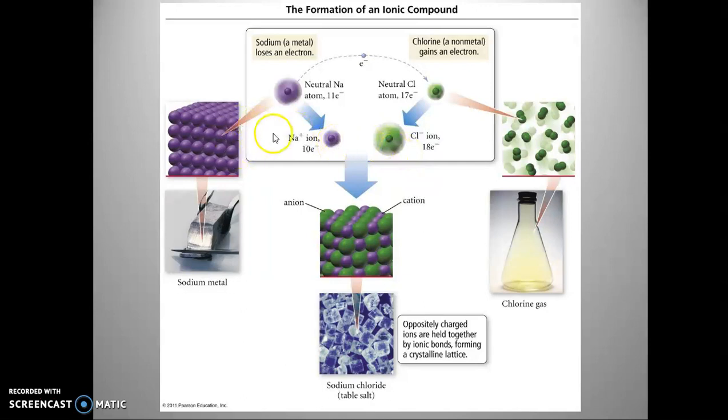So we have one sodium atom to one chlorine atom is going to make sodium chloride, which is a very common ionic compound, table salt. We saw that in our lab earlier this week. But I want to show you guys exactly the chemical formula for that.